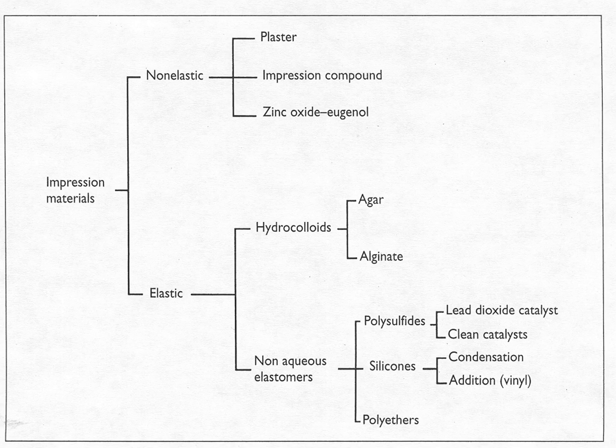Under the hydrocolloids category, there are two types, that is agar impression materials and alginate impression materials. Under non-aqueous elastomers, there are four materials: polysulfide, addition silicone, condensation silicone, and polyether.